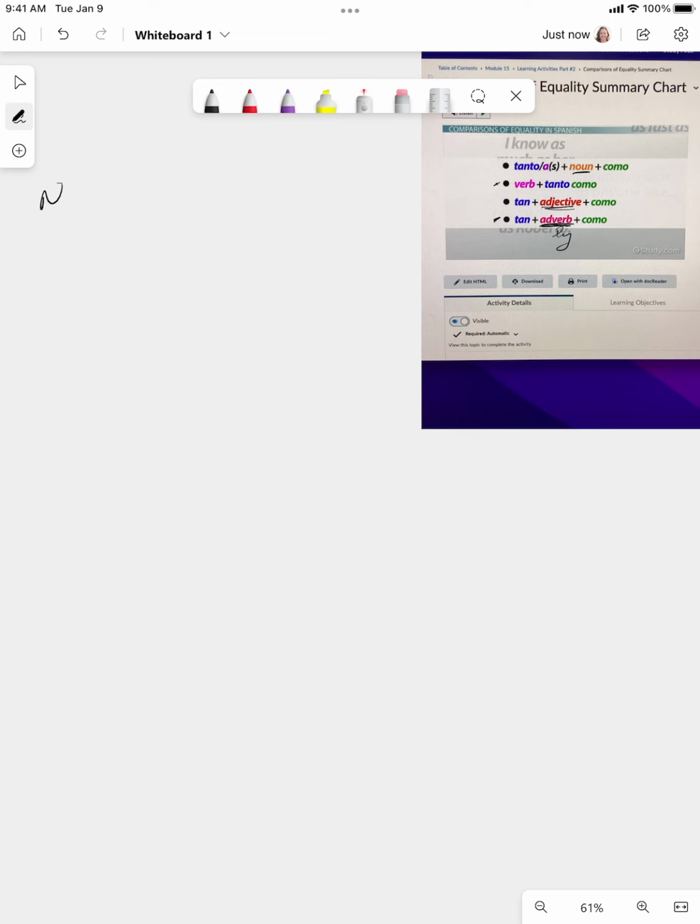Let's start with the nouns. And we are comparing how many things somebody has, right? Nouns are people, places, and things. So she has as many books as Lisa. Let's just say, let's compare Sarah and Lisa. So Sarah has, we have to have a verb. Usually we're using the verb tener here. We're showing how many things somebody has, and you're going to conjugate your verb depending on who your subject is. So Sarah tiene, and then tanto, tanta, tantos, or tantas.